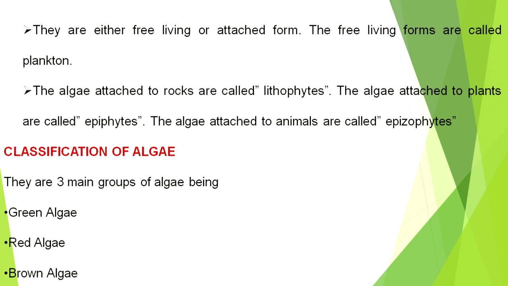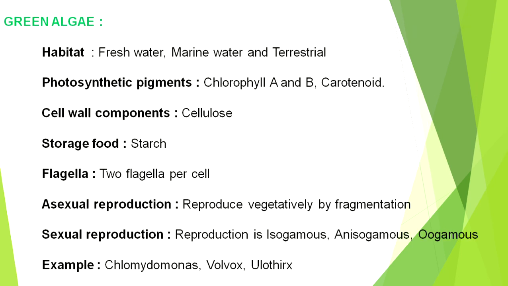Classification of algae: there are three main groups of algae, being green algae, red algae and brown algae. First one, green algae. Habitat: freshwater, marine water and terrestrial. Photosynthetic pigments: chlorophyll A, chlorophyll B and carotenoids. Cell wall component: cellulose. Storage food: starch.